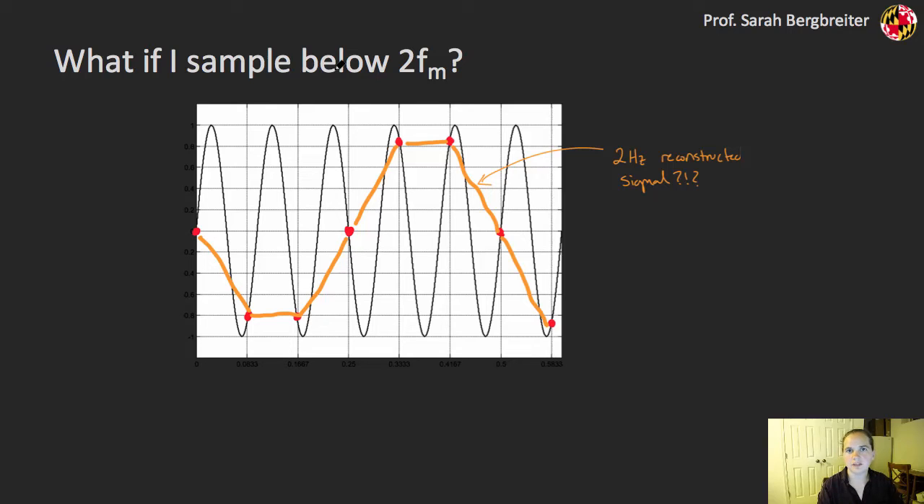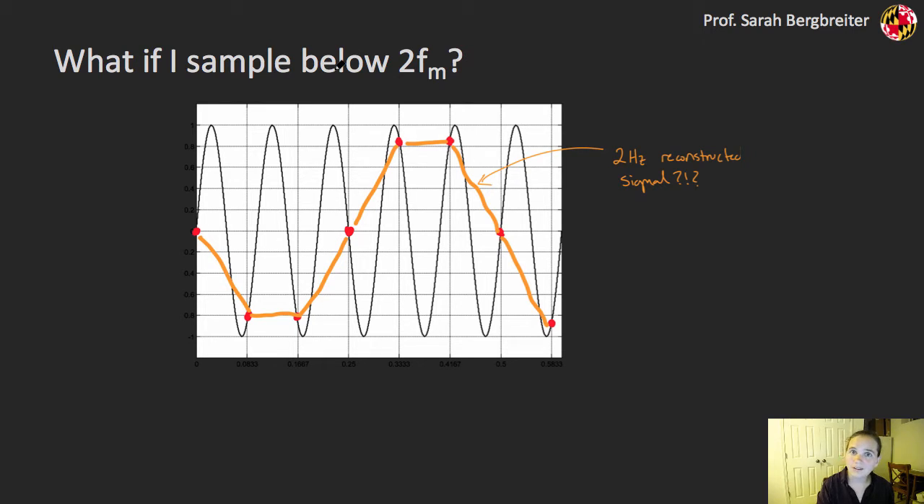The Nyquist-Shannon theorem tells us that we should sample at least 2 times the maximum frequency in our signal. So the example that we went through earlier where we had a 10 hertz sinusoid, we would need to sample at least 20 hertz in order to accurately reconstruct the signal. And the big question that hopefully you're asking yourself is what happens if I don't? What's the consequence of this?